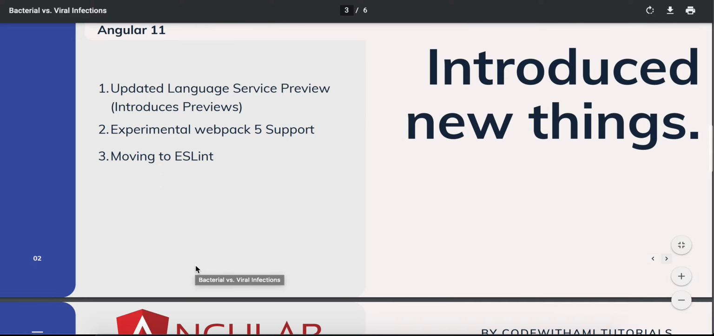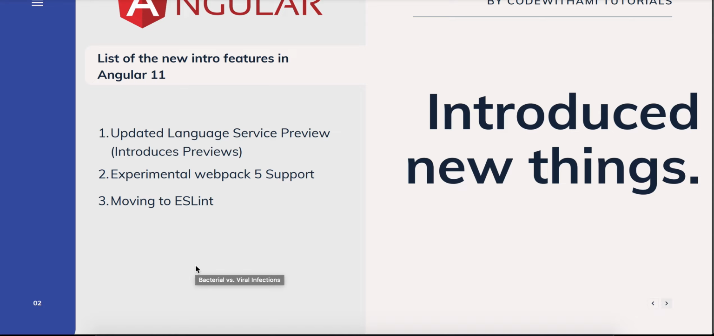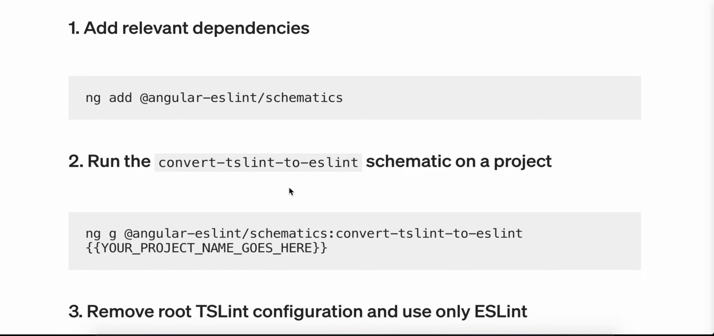Then the next thing is moving to TSLint. Sorry, the next thing is moving to ESLint. So TSLint was one of the most popular linting tools among developers for a long period of time, but it was recently deprecated and duties were handed over to ESLint. So Angular is also moving from TSLint to ESLint from the version 11 updates, and you won't be able to use TSLint for linting purposes in your Angular application again. So Angular has introduced a 3-step method. If you want to move from TSLint to ESLint, you can use these 3 steps.